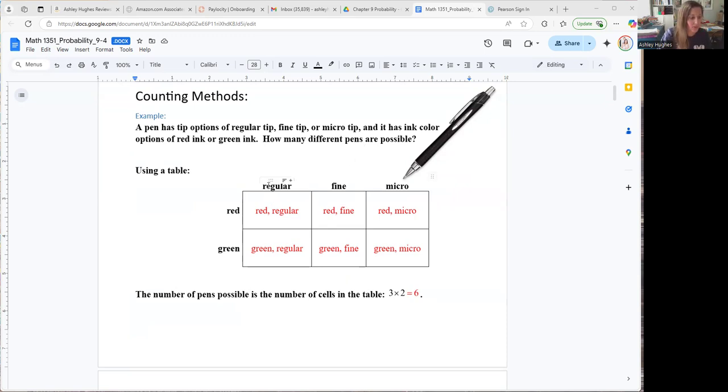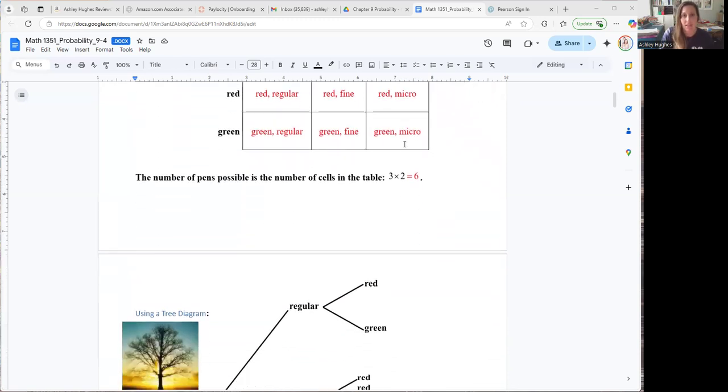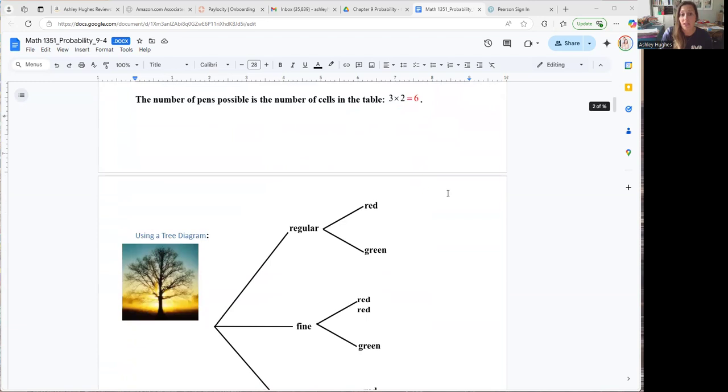So here you can see there's a table and it has regular, fine, micro, and then we can have a red regular or a red fine or a red micro. So that's three options there. Or you can have a green regular, green fine, or green micro, and that gives us a total of 6. So this multiplication product is very helpful when we're trying to count things.